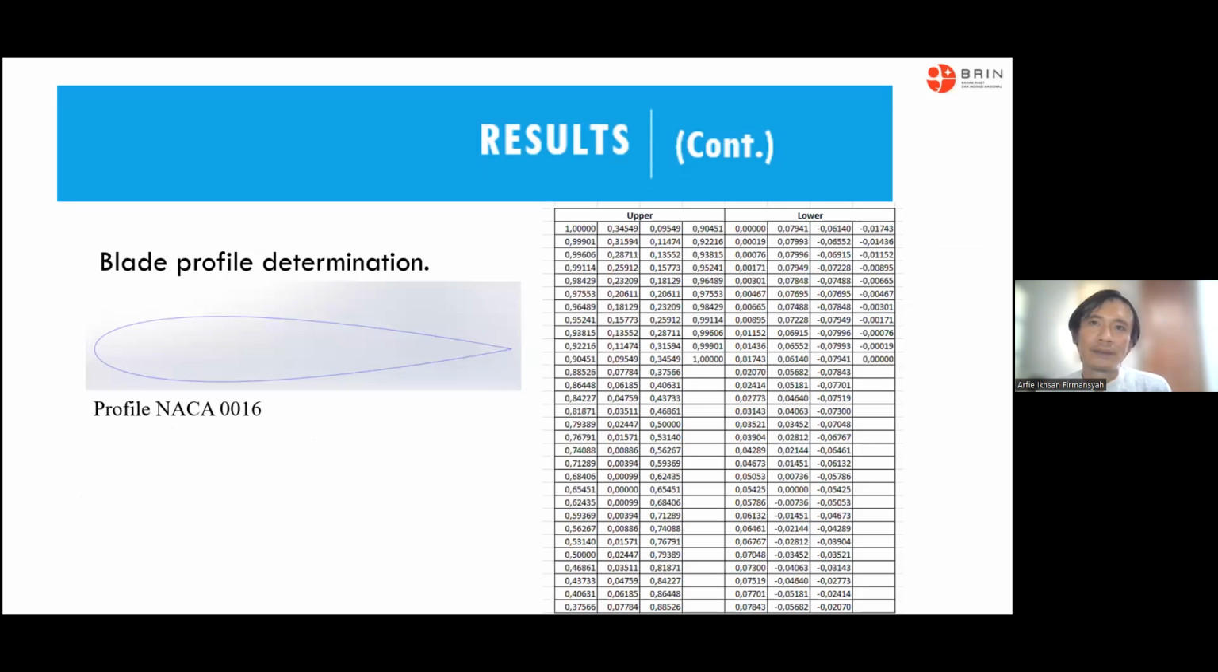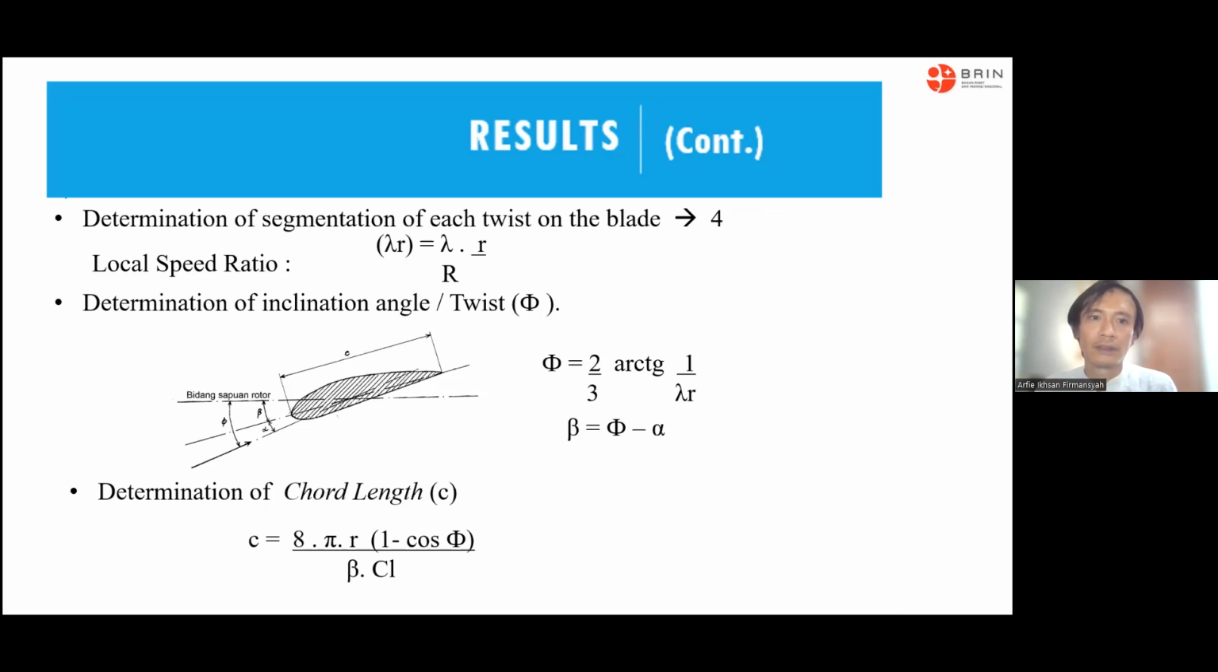After this, we choose and create the geometry model of the NACA hydrofoil. We chose NACA 0016 because it is suitable for the ocean current turbine. The drawing geometry model is next. The next step is the determination of the segmentation of the blade, the inclination angle or twist, and the cut length.